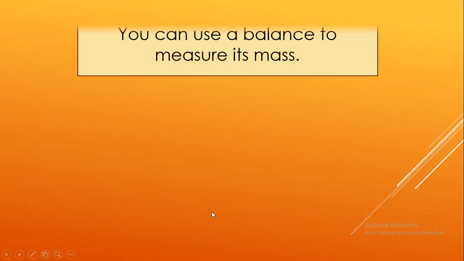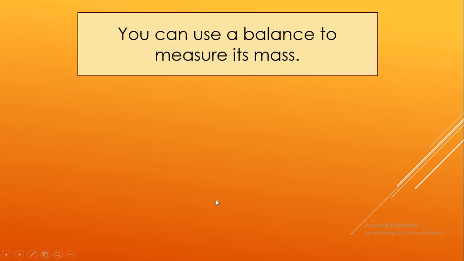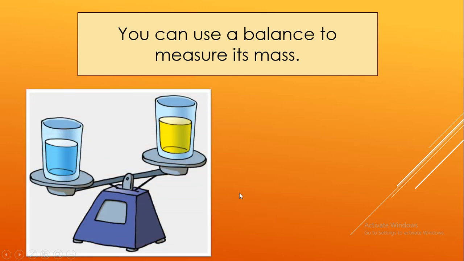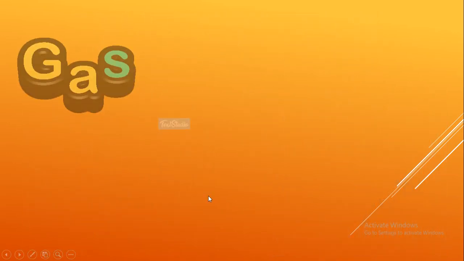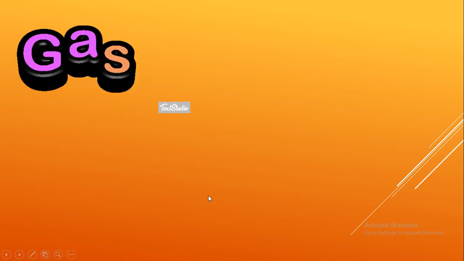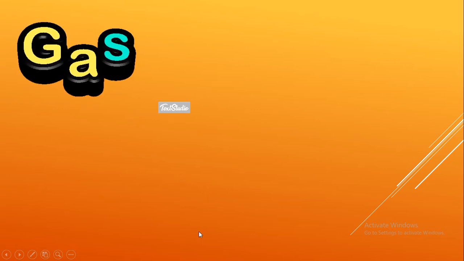What about the mass? Can you measure the mass of a liquid? Yes, of course you can. You can use a balance, just like solids, to measure its mass. A 2-pound balance or a digital one. Okay? Now, moving on to our third state of matter, and that's gas.